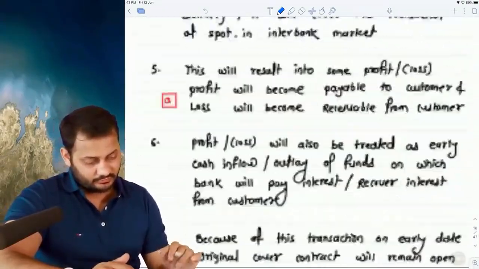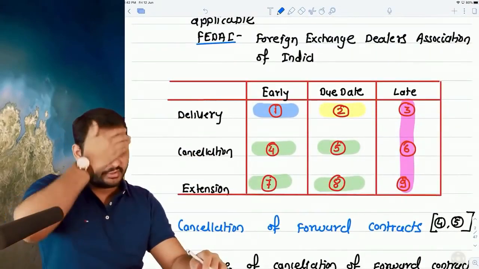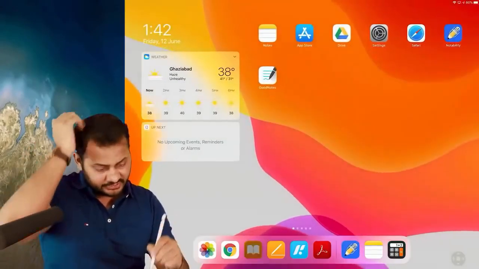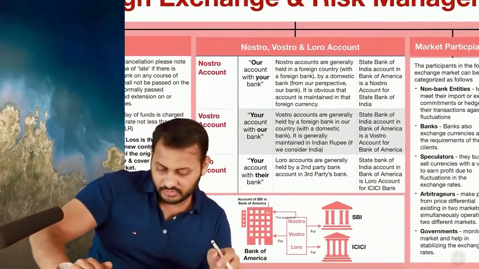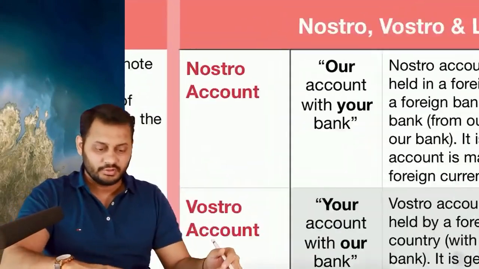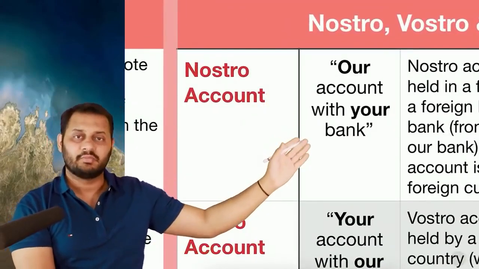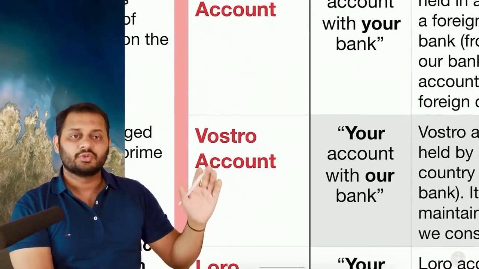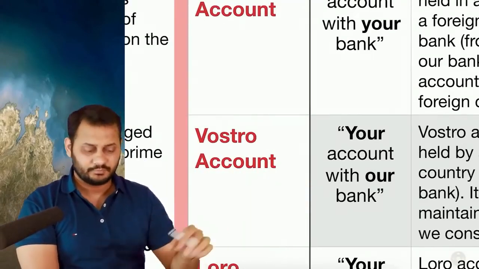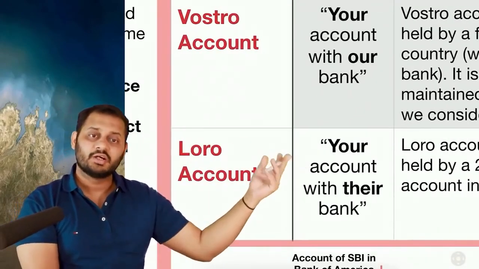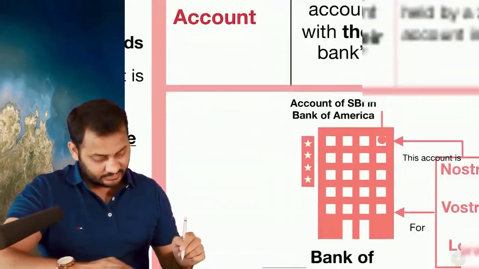So I hope we have finished this work of early cancellation, due date cancellation and late cancellation. Let's come to the chart, and now is the time to discuss Nostro, Vostro and Loro account. Nostro account is our account, or you can say my account in your bank. Vostro is your account in my bank or our bank, and Loro account is your account with their bank. So let's make it clear.